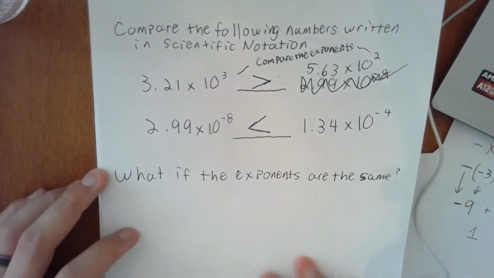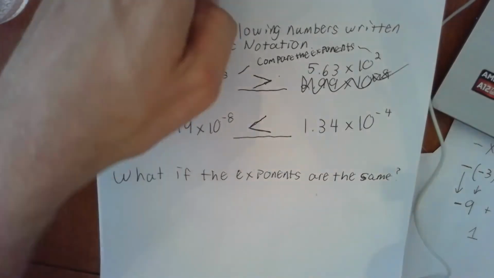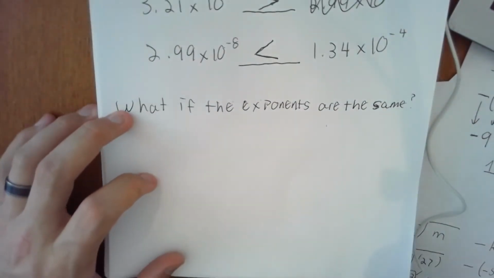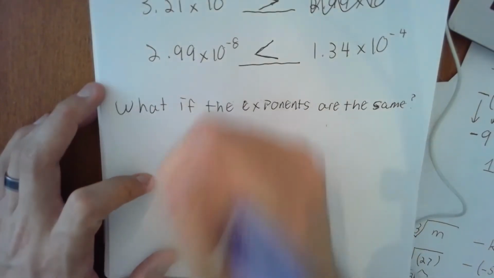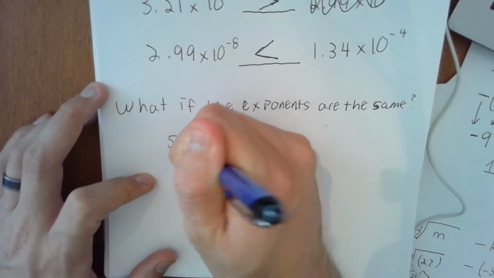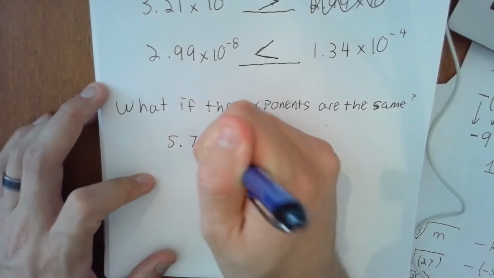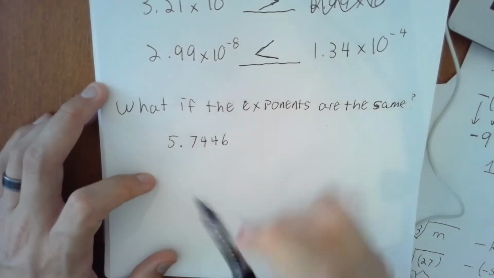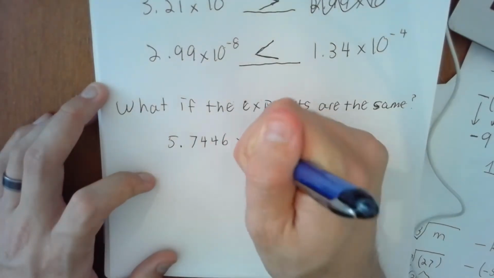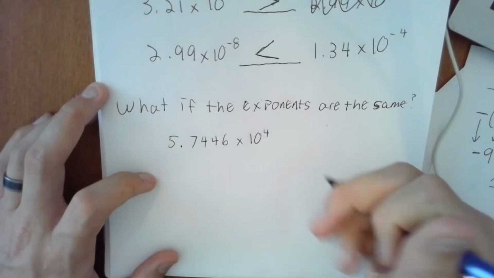So I went online and I got a couple statistics. I like basketball, so I used basketball for this one. So Kareem Abdul-Jabbar, a Hall of Fame player, he played 5.7446 times 10 to the 4th minutes in the NBA.